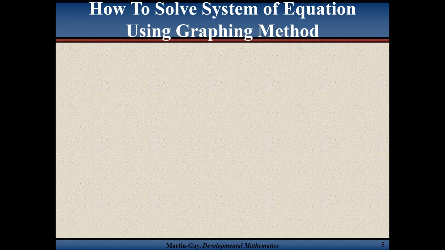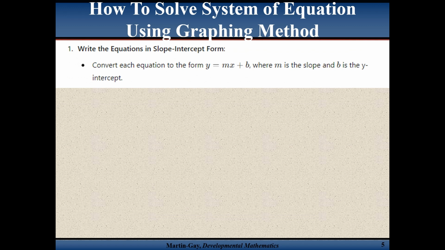To solve a system of equations using graphing, step 1: write the equation in slope-intercept form. Convert each equation to the form y equals mx plus b, where m is the slope and b is the y-intercept.